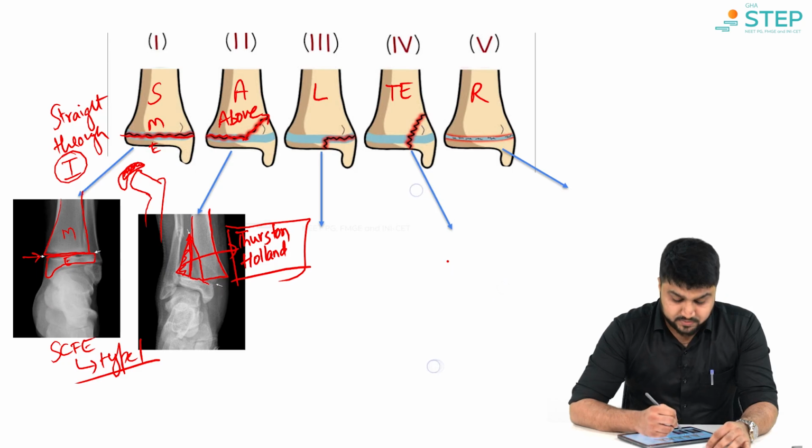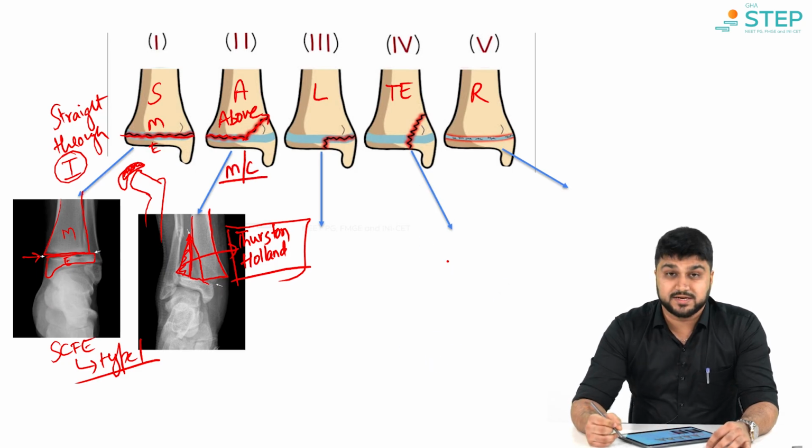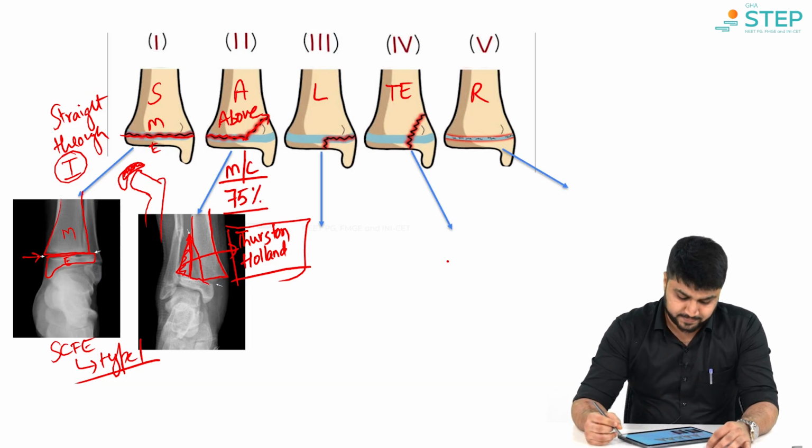One more thing you need to remember about type 2 injuries is that they are the most common type of Salter-Harris injuries, and they account for 75% of all the Salter-Harris fractures.